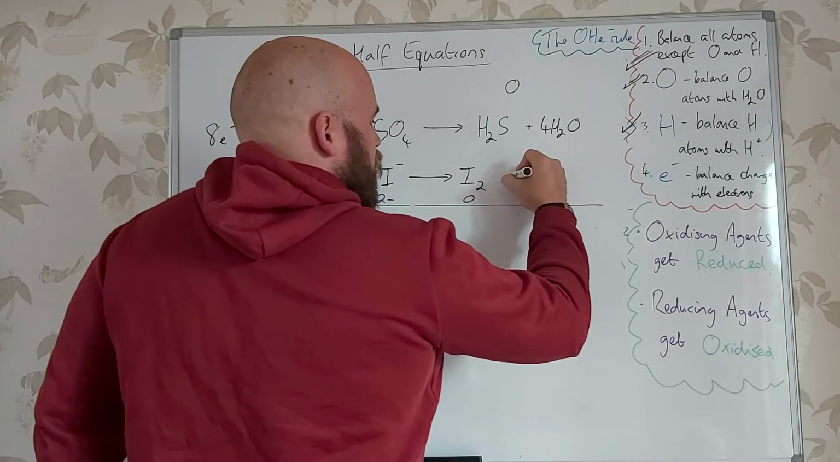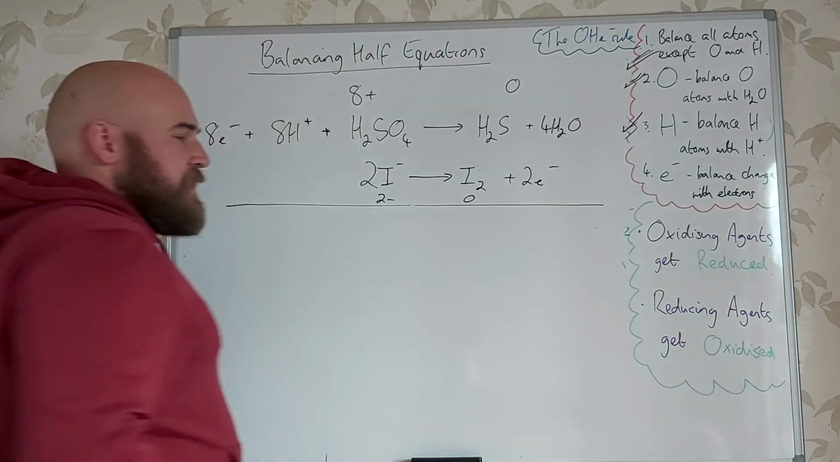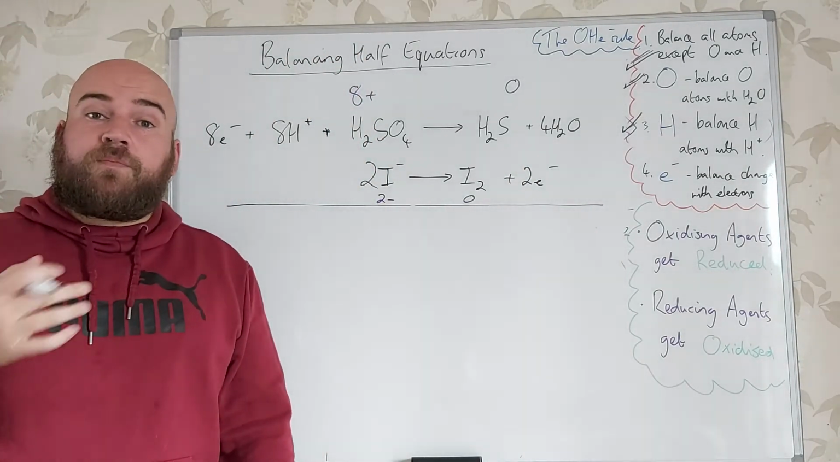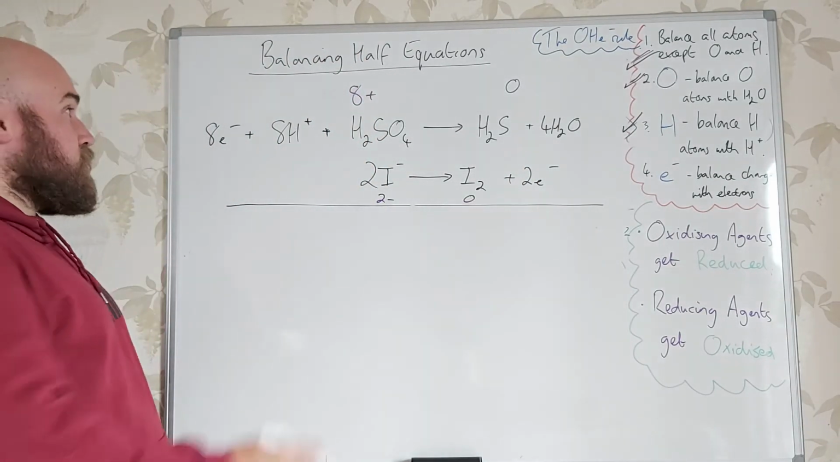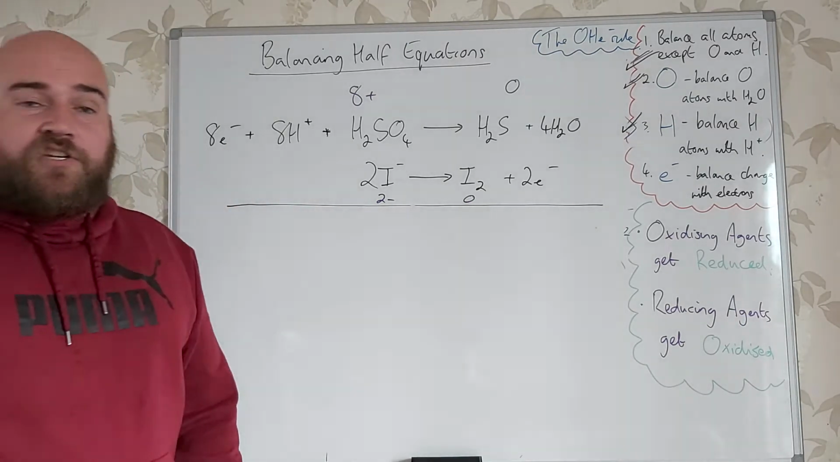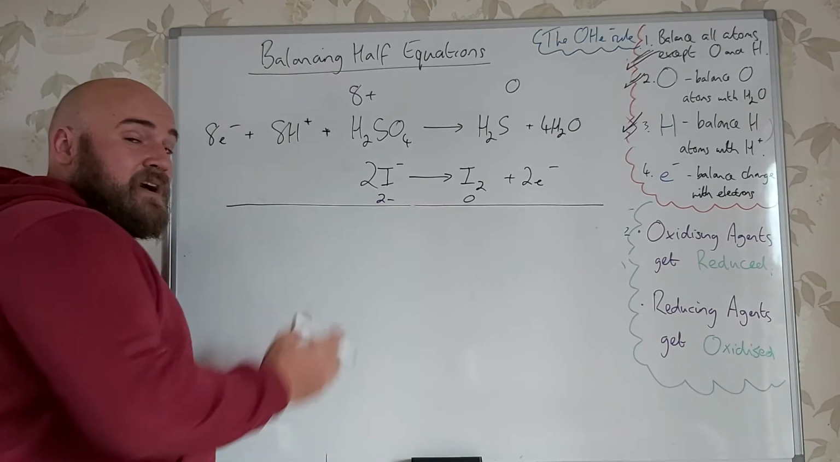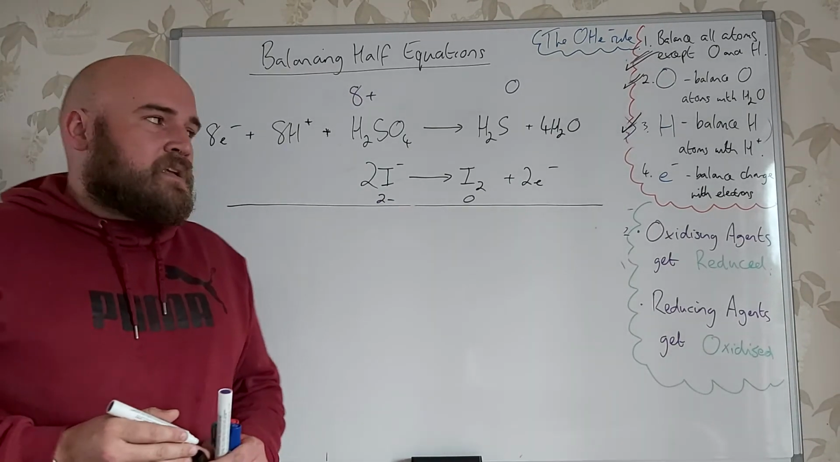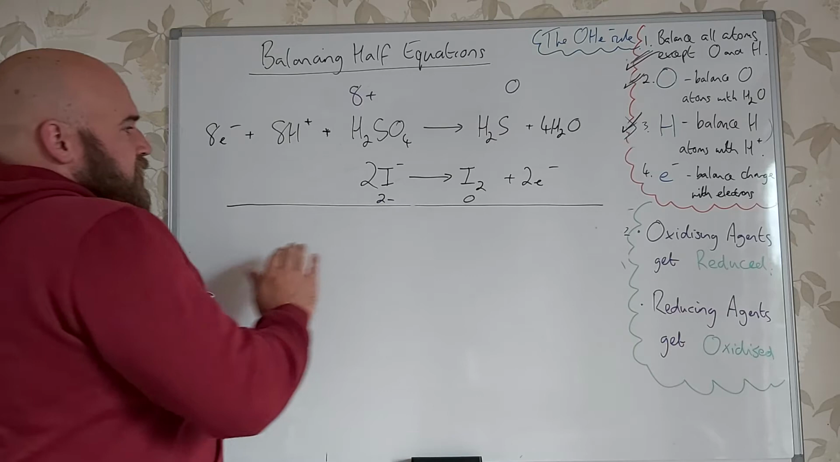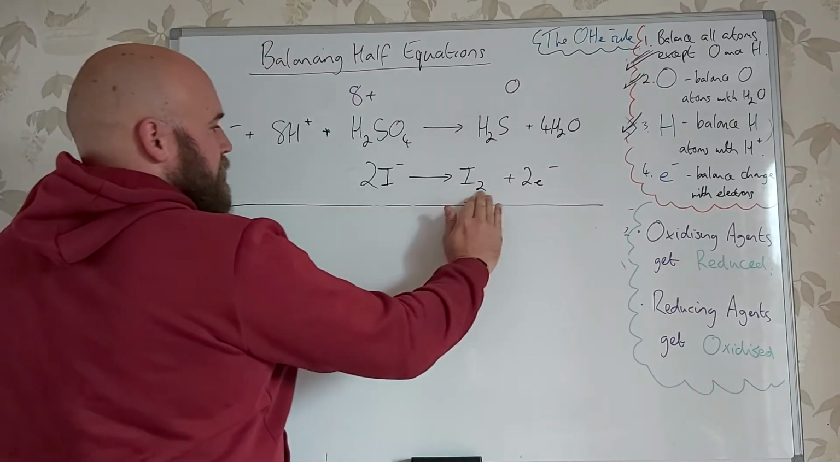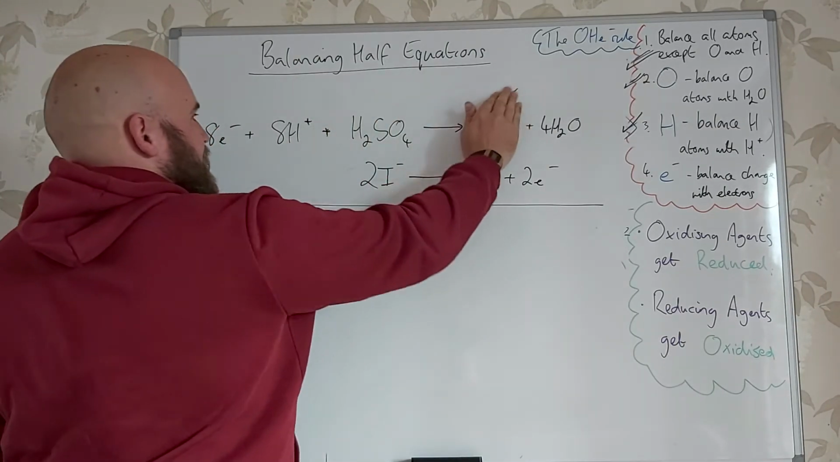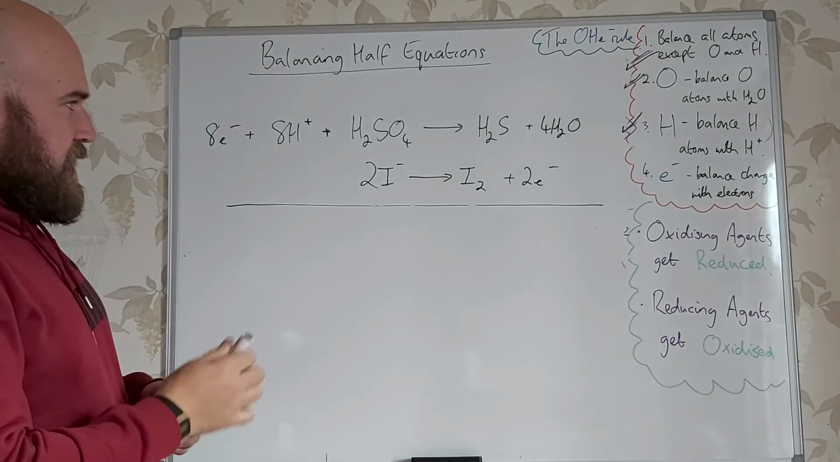You can always check as well, because if this is a redox reaction, one of your half equations will be reduction, i.e. the electrons will be on the left, and one will be oxidation, the electrons will be on the right. If after you've done this process, you end up with the electrons on the same side for both half equations, you've made a mistake, so you might want to start again.